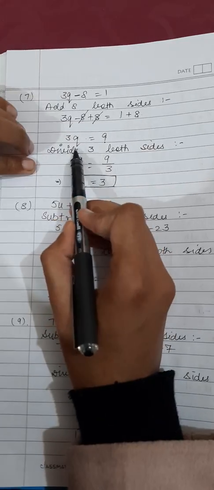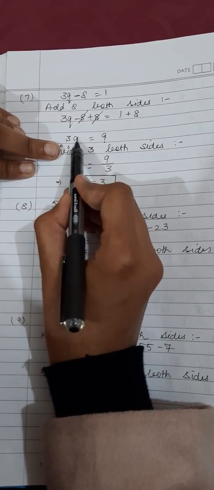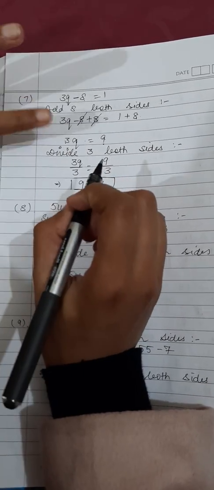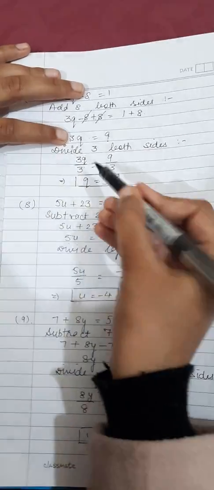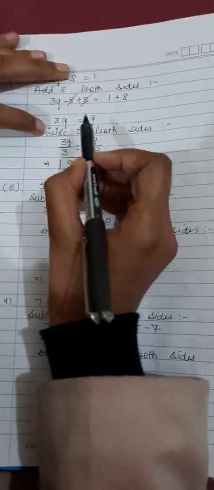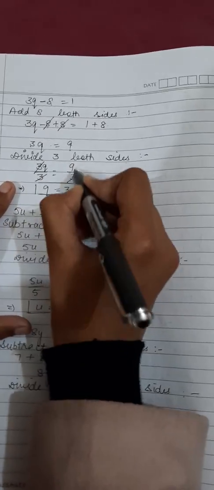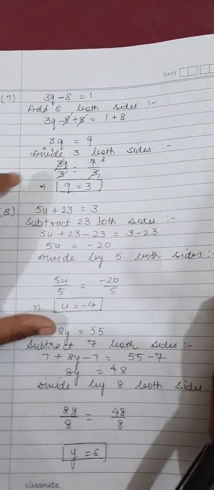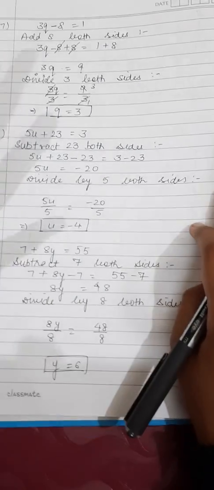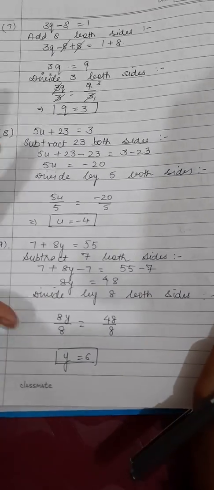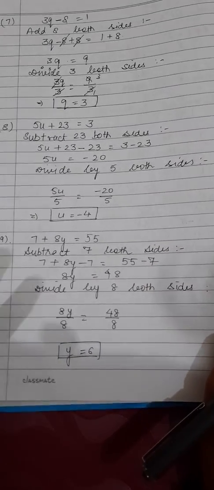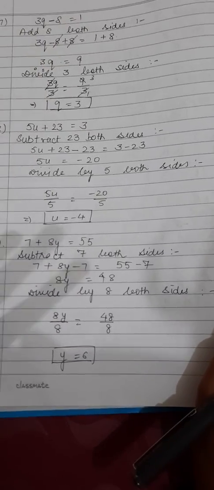9. Now this 3q means 3 is multiplied with q. When this is multiplied, I am going to divide both sides by this number, which is 3. So 3q upon 3 equals 9 upon 3. 3 and 3 cancelled. 3 ones are 3, 3 threes are 9. So the value of q will be 3. The 8th question you will try by yourself. The 9th question you will try by yourself. This is on the same concept as question number 7.